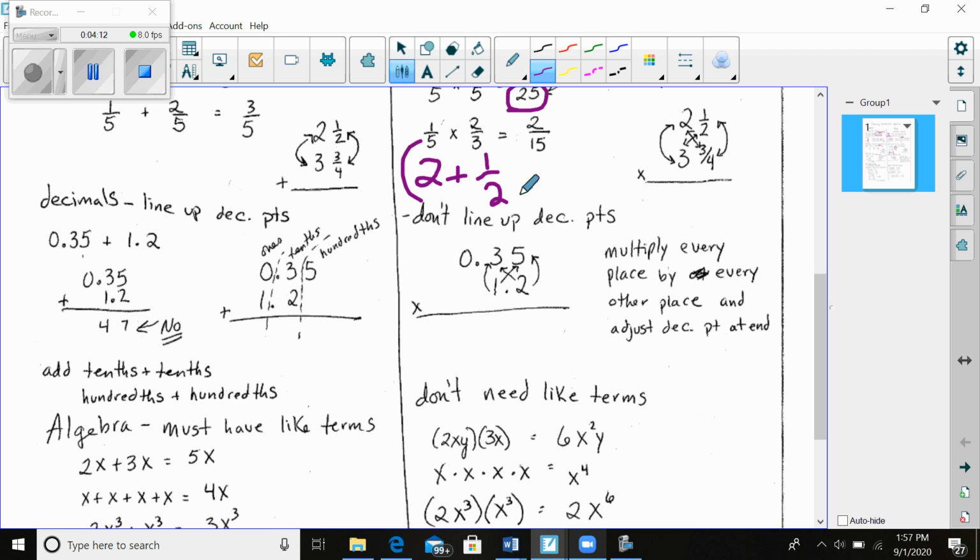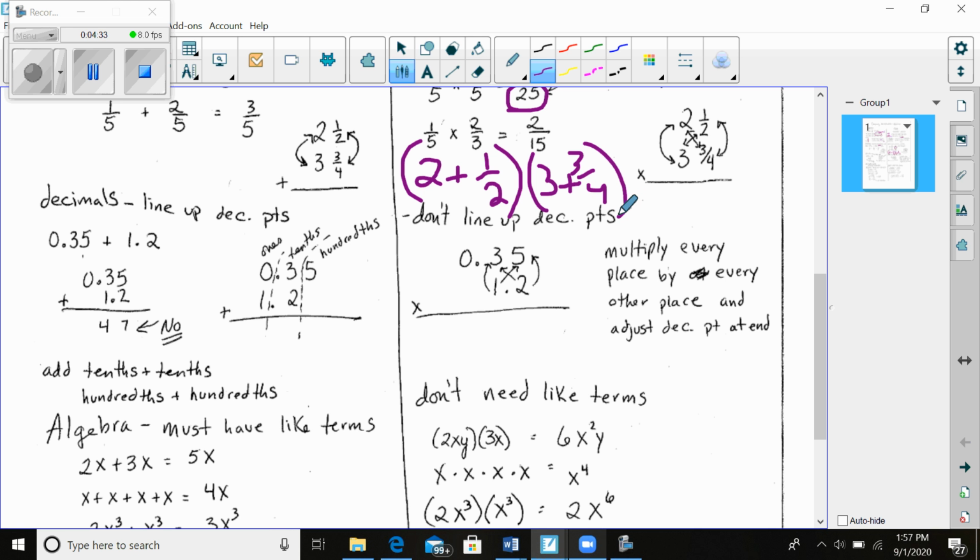I can't do that. That works in addition, right? Because in addition, I add the whole numbers, I add the fractions, like things get added to like things. Remember that 2 1/2 is really 2 plus a half, right? And then this 3 3/4 is 3 plus 3/4.